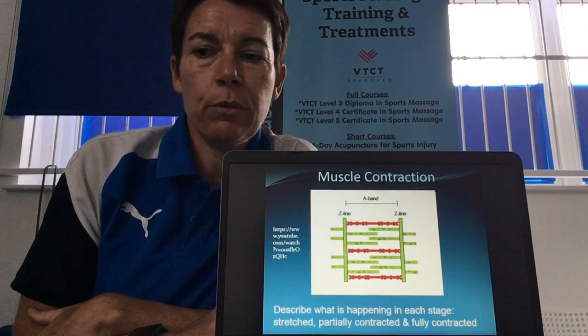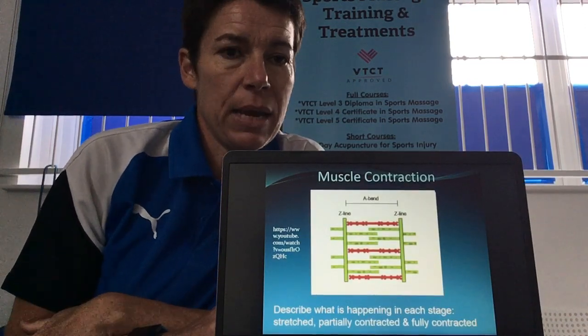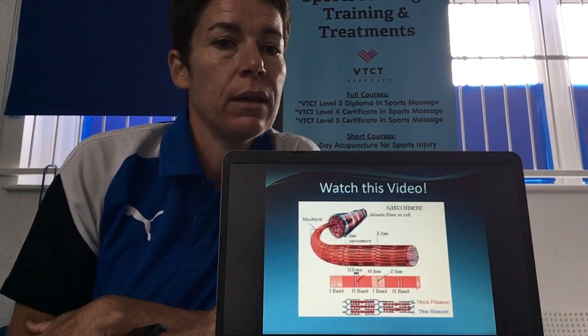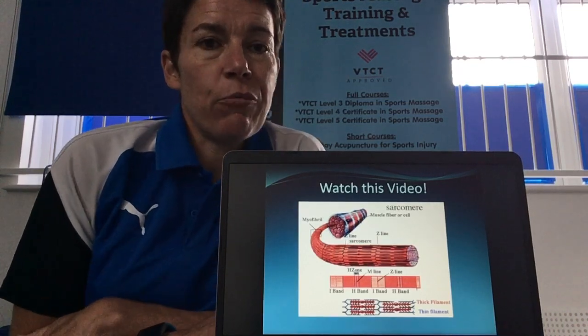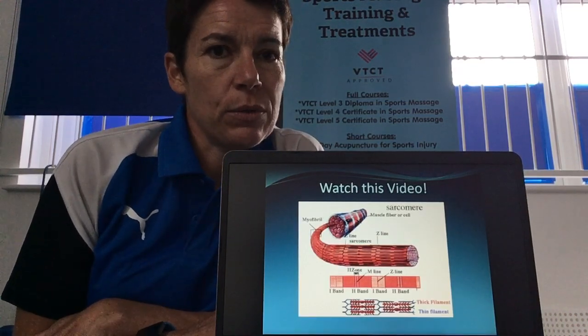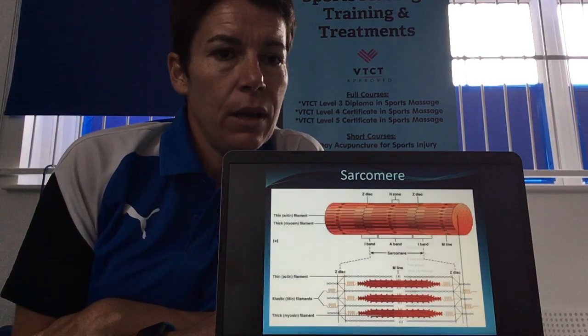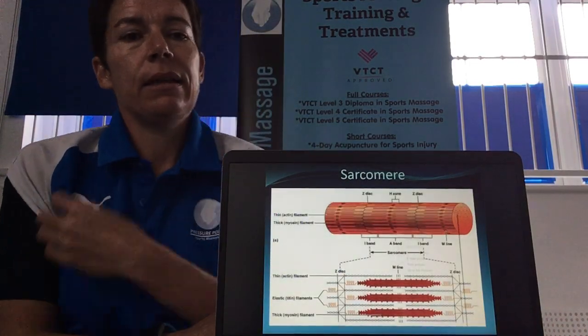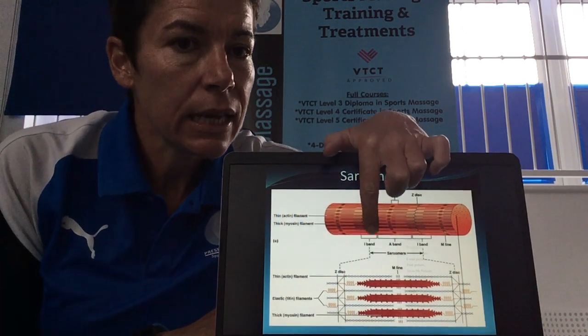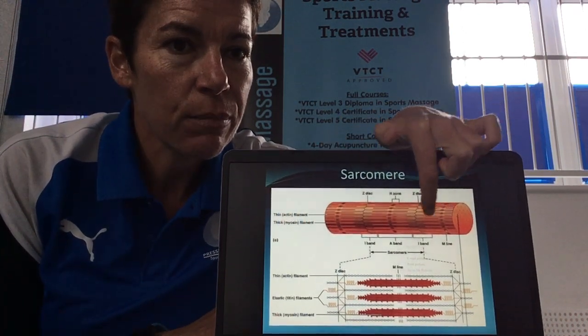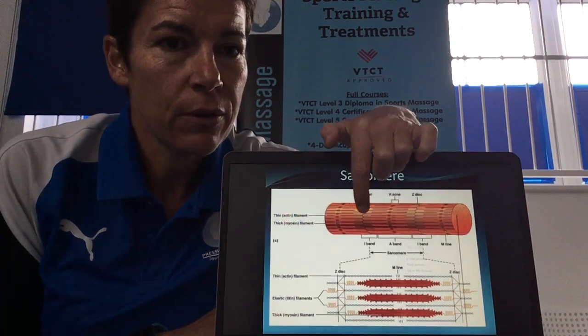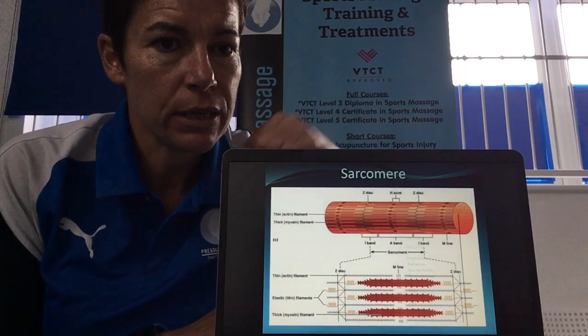How many sarcomeres form a muscle? It could be thousands, so they make up one muscle fibre. There's another video for you to click on separately and have a look at as well. So this is a sarcomere, and we can see the different stripes, the darker areas. From there to there is a sarcomere. Got another sarcomere, so we've got 2 units altogether.